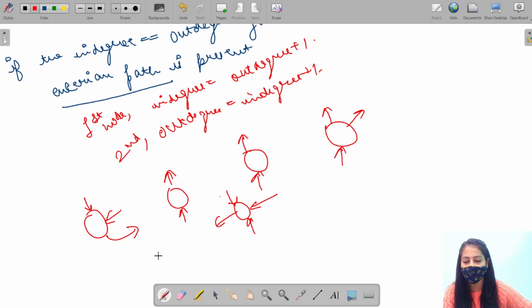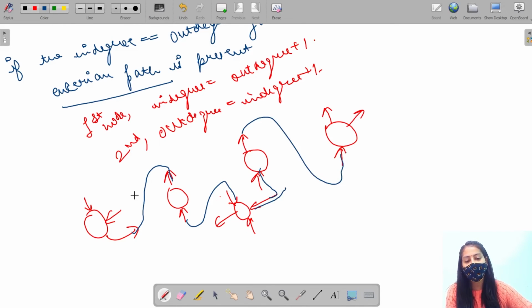Now how is this possible? This must be connected to this, which must be connected to this, and so on. The Eulerian path is possible: we can start from a node and visit all the edges of this graph exactly once. These two nodes must be the starting and the ending node. So this can be the source and this can be the destination.